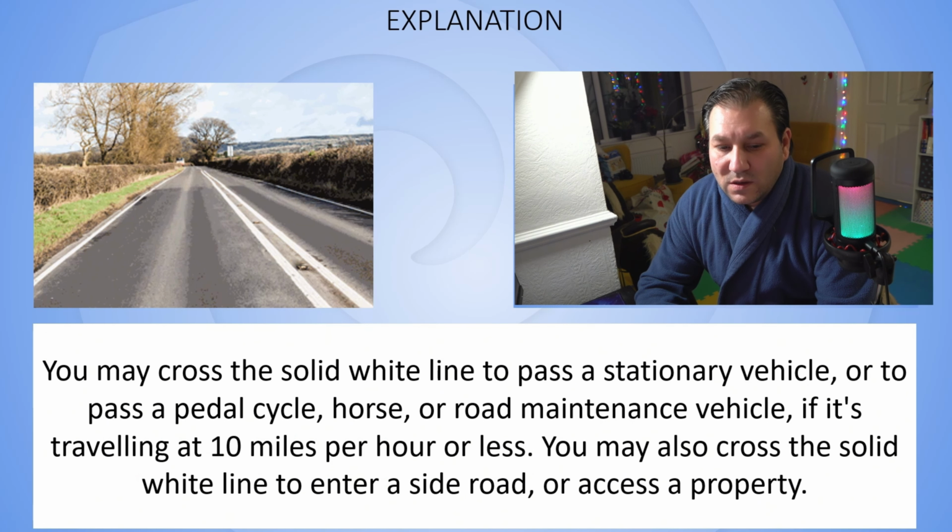Explanation. You might cross the solid white line to pass a stationary vehicle, or to pass a pedal cycle, horse, or road maintenance vehicle if it's traveling at 10 miles per hour or less. You might also cross the solid white line to enter a side road or access a property.